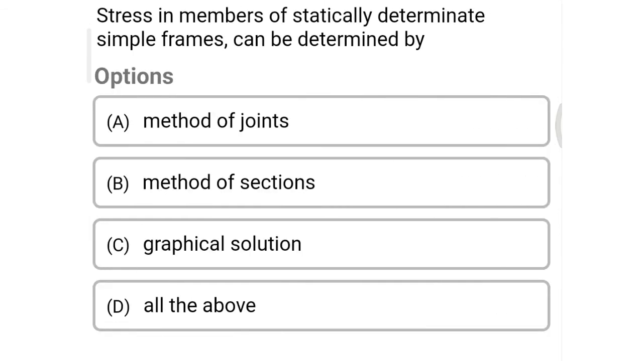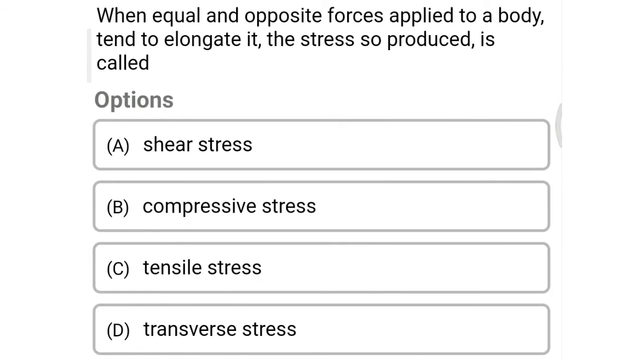So next question: stress in the members of statically determinate simple frames can be determined by: option A, method of joints; option B, method of sections; option C, graphical solution; option D, all the above. So the correct answer is option D, all the above. So next question: when equal and opposite forces applied to the body tend to elongate it, the stress so produced is called: option A, shear stress; option B, compressive stress; option C, tensile stress; option D, transverse stress. So the correct answer is option C, tensile stress.